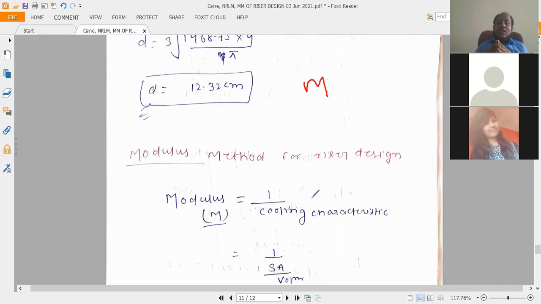Look, these things are important because riser design is very important, and we have taken much time to design, to develop and to help you grasp the riser design.